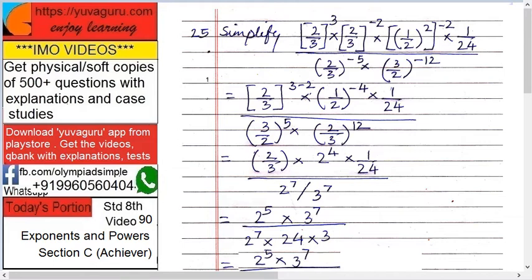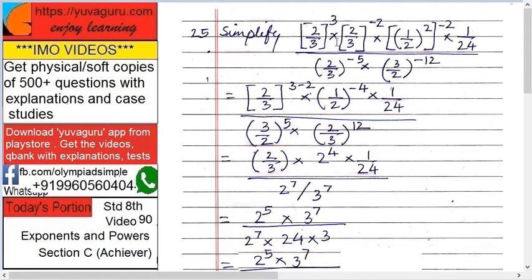Let's start. Simplify (2/3)^3 × (2/3)^-2 × (1/2^2)^-2 × (1/24) ÷ ((2/3)^-5 × (3/2)^-12). Now solve each one separately, it becomes easier.